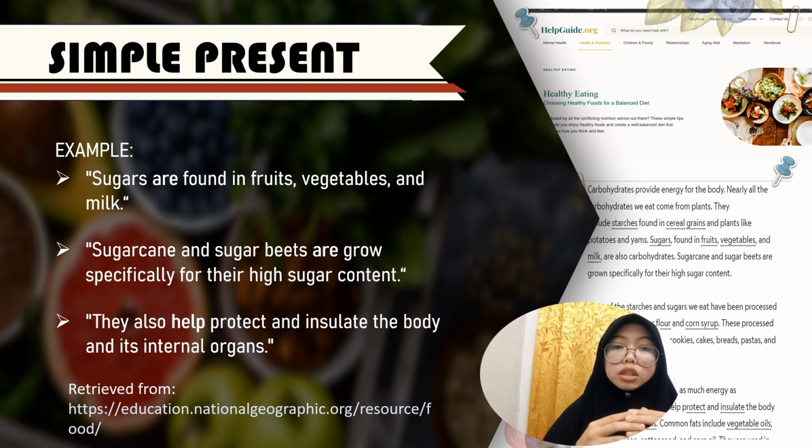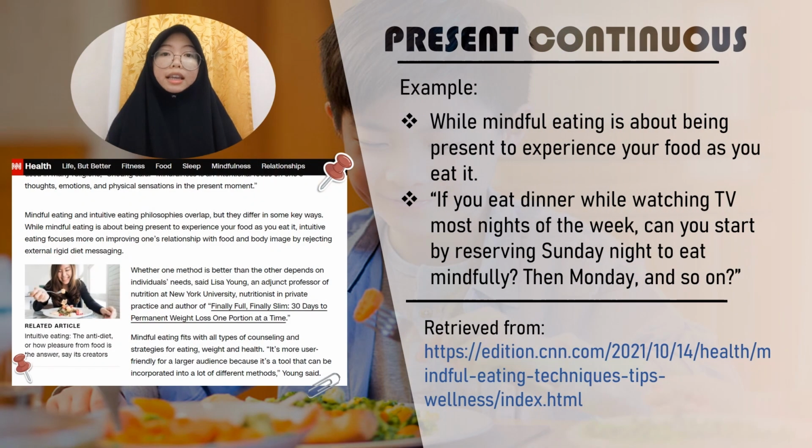Now let us move to the second part. Next, we're going to talk about the present continuous tense, which is also known as the present progressive tense. These tenses are used to describe actions that are currently happening at the moment of speaking or actions that are ongoing. The formula that we can use for present continuous is that it begins with a subject followed by am, is, or are, and the verb with ing.